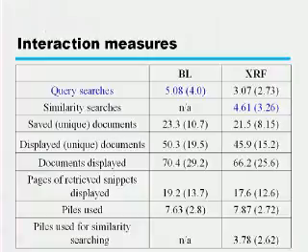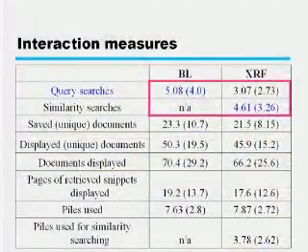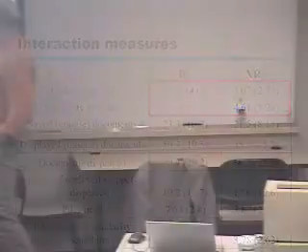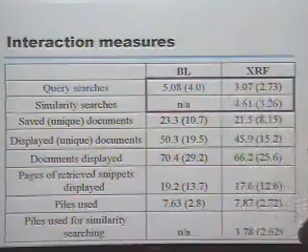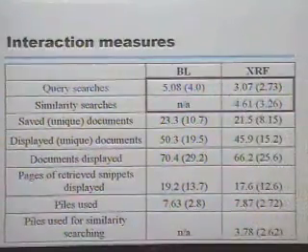I'd like to talk now about the measures that we captured about interaction. So this was basically capturing from the logging information, having a look at things like how many queries they issued per search, how many similarity searches they did per task, the number of documents they saved, and so on. So the first one I'd like to look at is they issued significantly more queries for the baseline system than for the XRF system. This is perhaps not surprising.